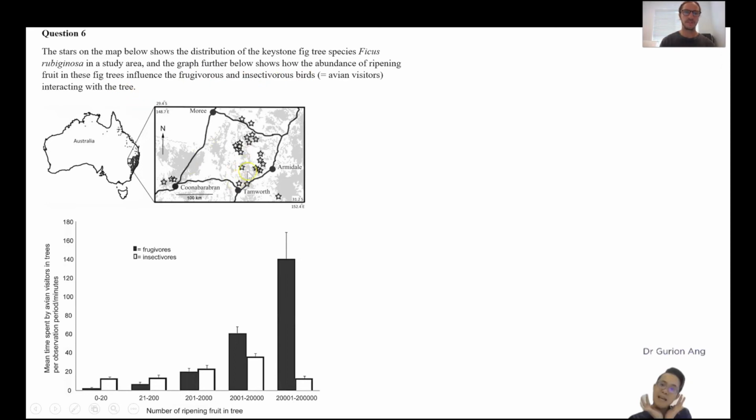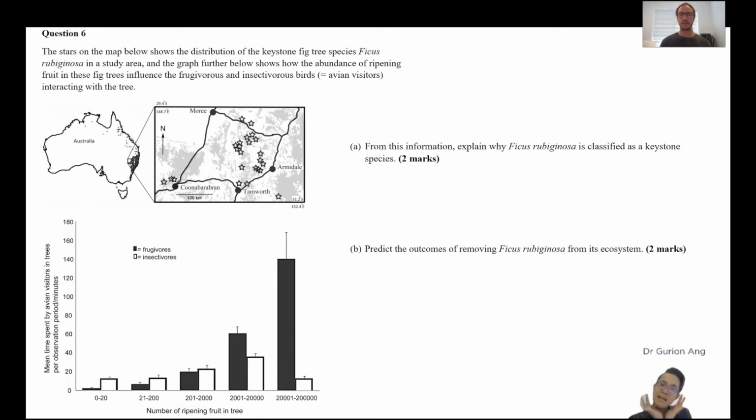So we can see from this map, there's a few stars here representing this fig tree. We can also see that this graph has the time that different birds spend at the tree along with the number of ripening fruit. So let's look at some questions. From this information, explain why this fig is classified as a keystone species. Again, think back to the definition in your response. Next question is predict the outcomes of removing this species from its ecosystem. So have a pause and a think here. Look at this map for this question. Look at this graph for this question. And we'll go through it together.